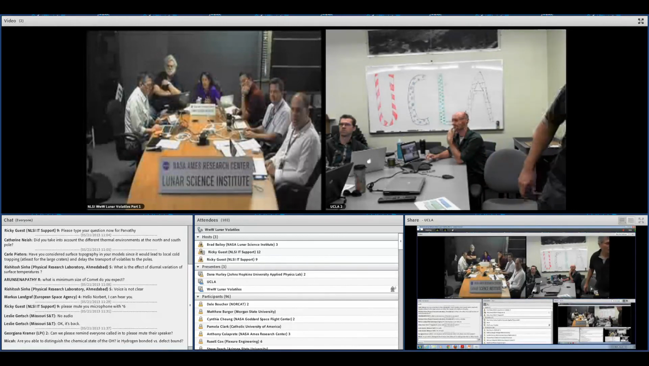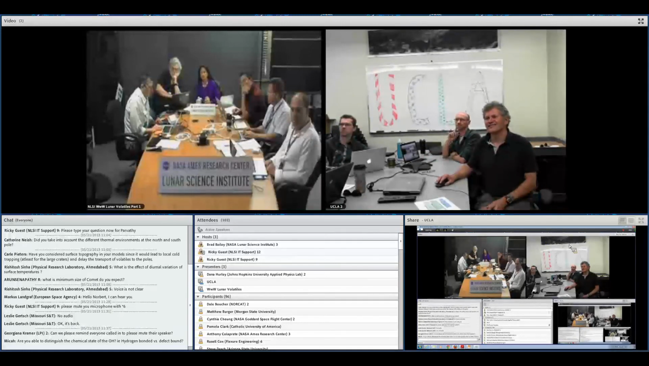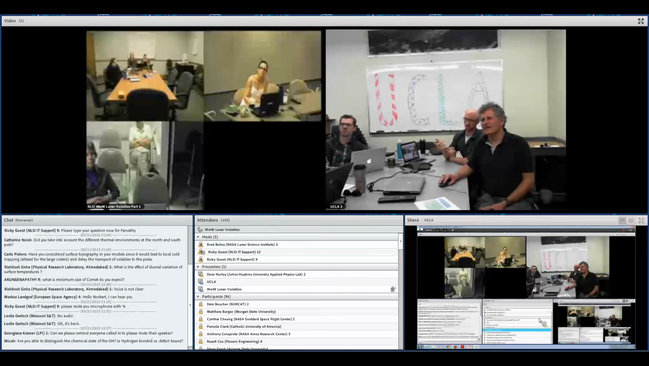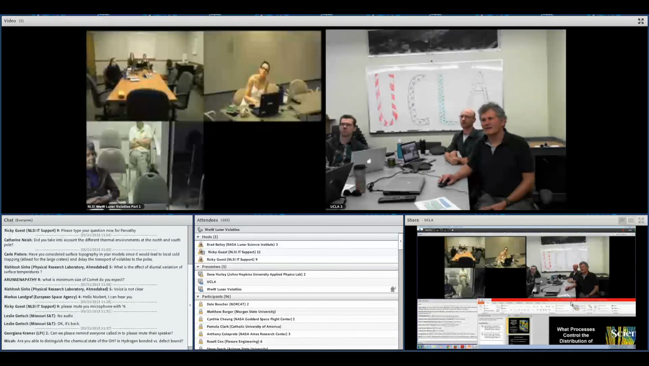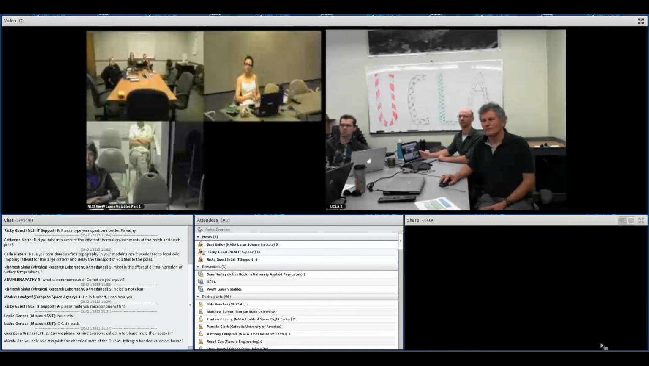Are you able to distinguish the chemical state of the OH, the hydrogen bonded versus the defect bond? Well, the OH that we see is internal or can be absorbed onto the surface. So it is all, let's say, chemically interacting with it. It's no longer hydrogen bound per se. It's not water that is hydrogen bound to the surface. So there is a compositional dependency in the position of the OH band. So we can, and also we can distinguish OH from H2O.